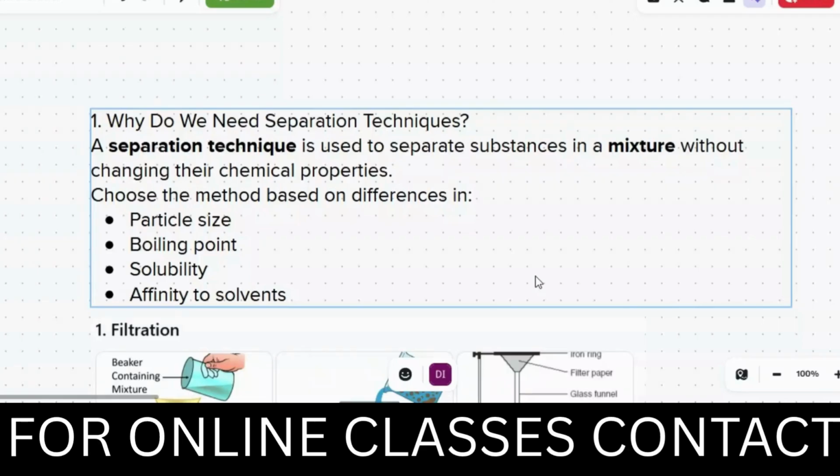Why do we need separation techniques? A separation technique is used to separate substances in a mixture without changing their chemical properties. We choose different methods based on differences in particle size, boiling point, solubility, and affinity to solvent.